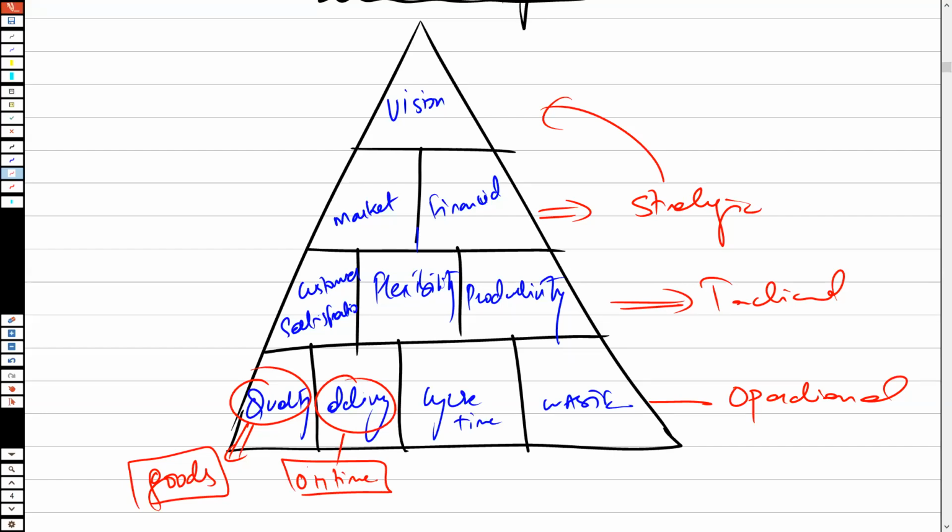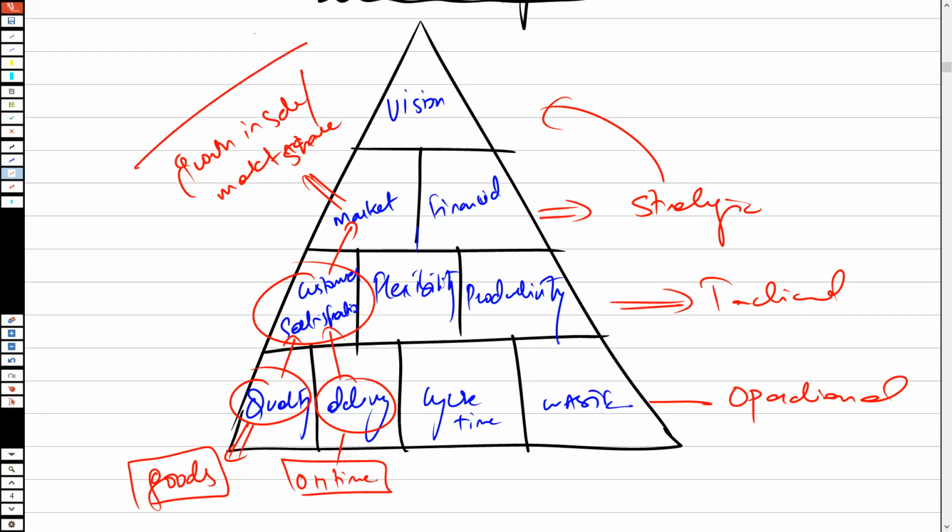So what does it say? It says that every organization tries to make sure that it delivers quality goods and makes on time deliveries. And this quality goods plus on time delivery leads to the enhancement of customer satisfaction, which in turn leads to the achievement of the market related goal. The market related goal could be measured as growth in sales and, at the same time, the market share of the company.